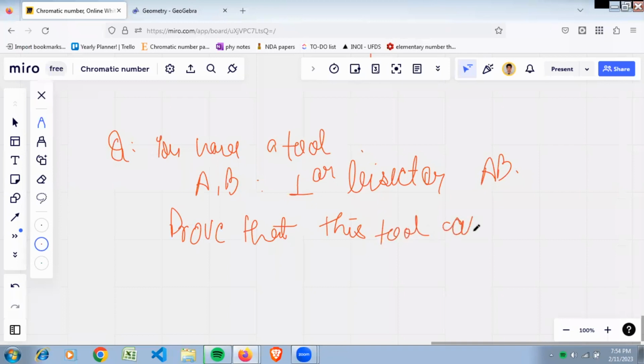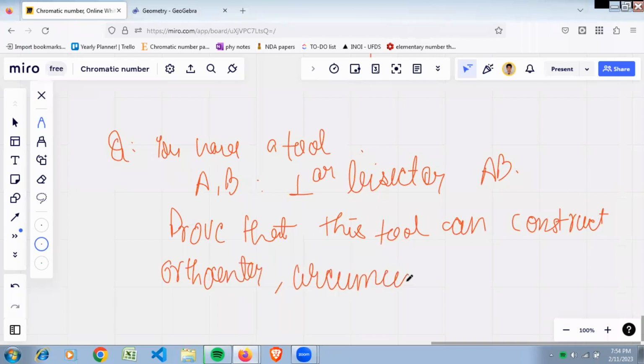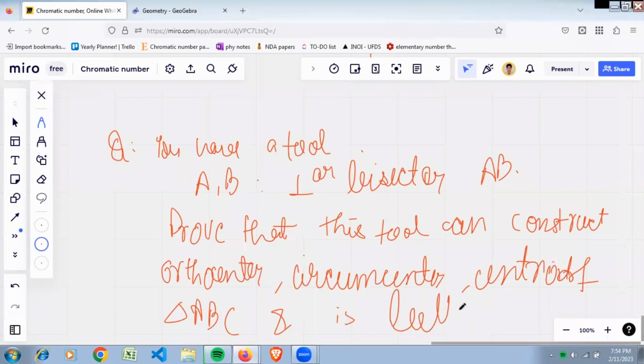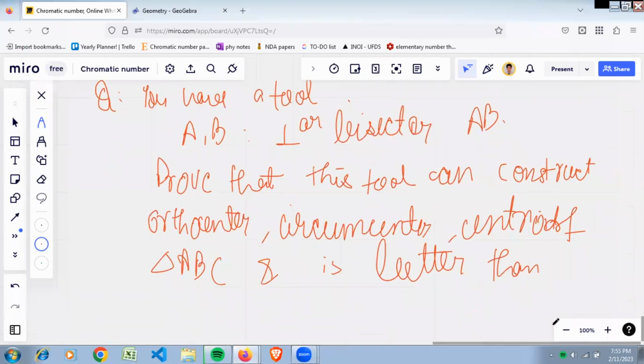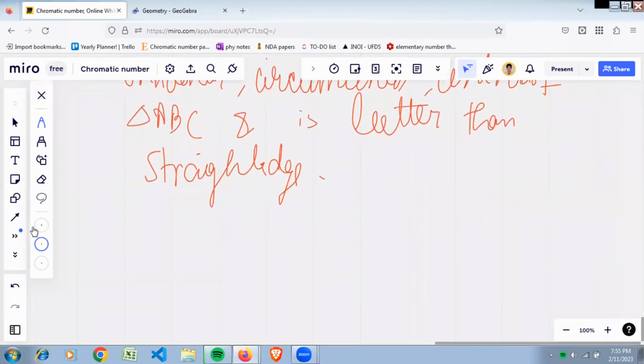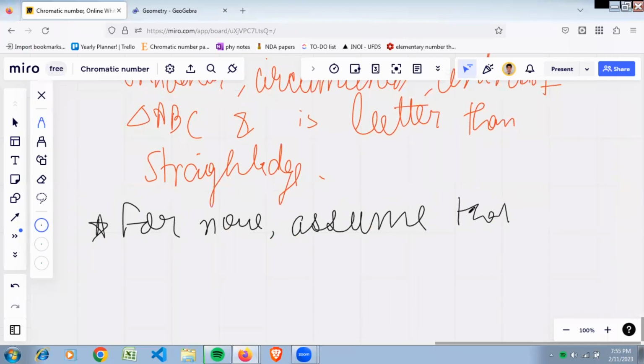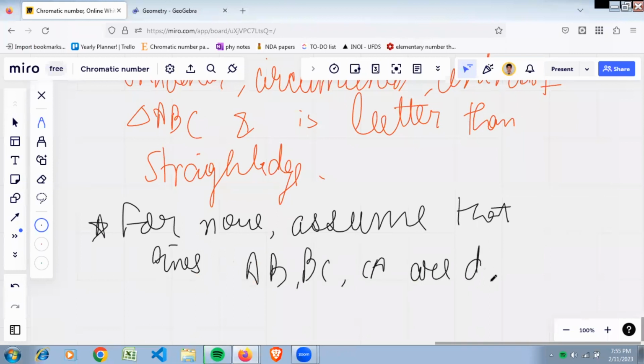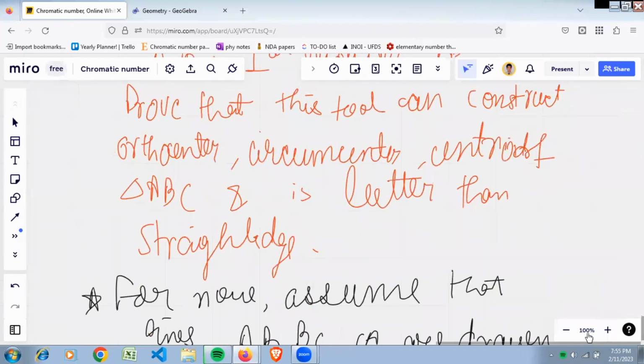Prove that this tool can construct the orthocenter, circumcenter, and centroid of triangle ABC, and is better than a straight edge. For now, assume that lines AB, BC, CA are drawn.